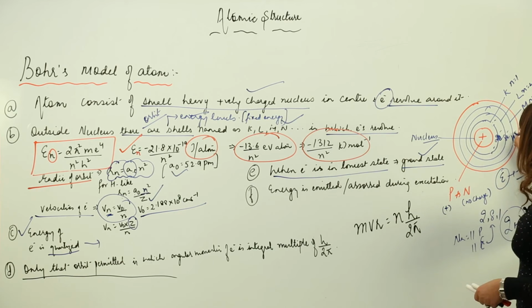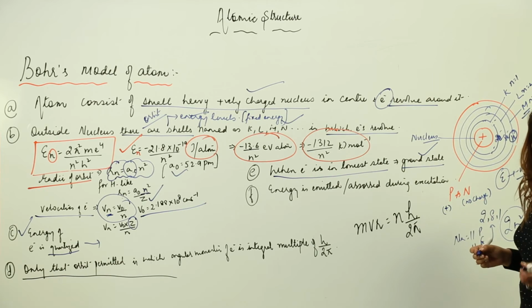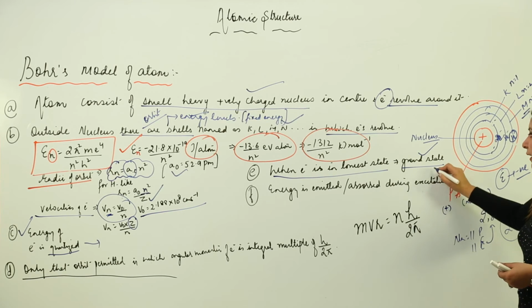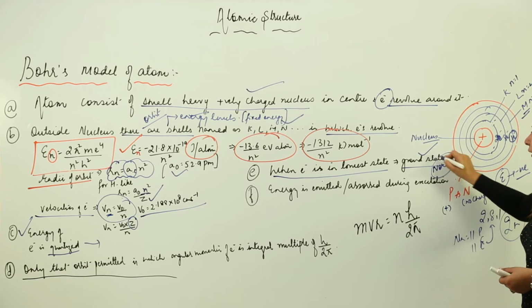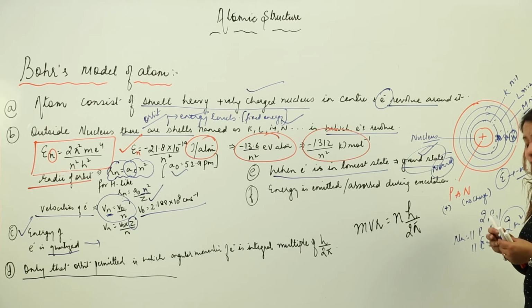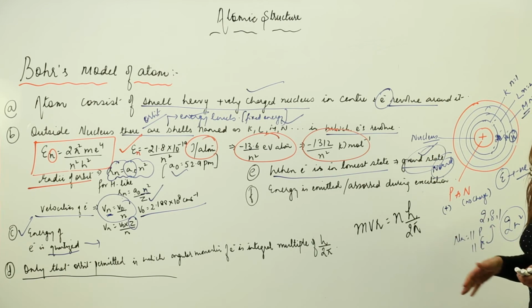Next, when the electron is in the lowest state, that is called the ground state. Like for this one electron, the ground state is the M shell. You can say the initial state of the electron is called normal, normal or the ground state. And you know that whenever the electron is in the ground state, it neither releases nor absorbs energy. So that means it is a stable state.